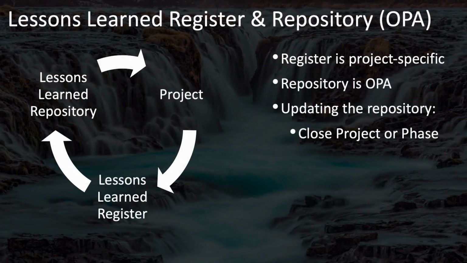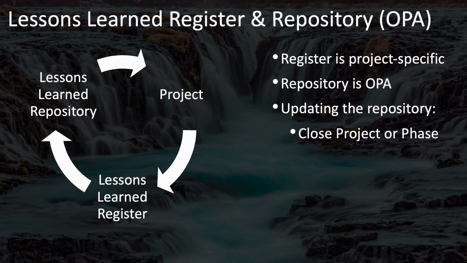It's easy to confuse the Lessons Learned Register with the Lessons Learned Repository, so hopefully this will help. The Lessons Learned Register is specific to only your project, whereas the Lessons Learned Repository is an organizational process asset that is kept in the organization and used by multiple projects and updated at the end of each project.